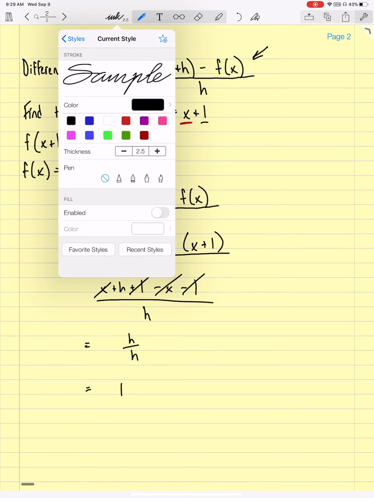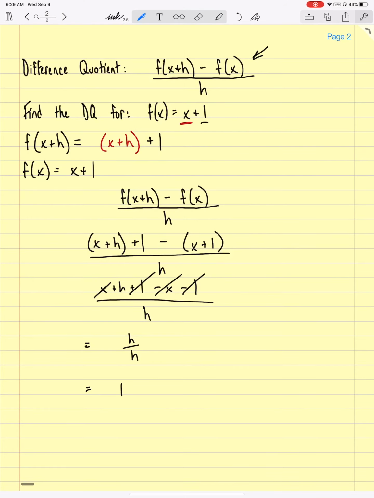So that result we're going to talk about a lot more later, but right now we're just looking at the mechanics of plugging in things to the difference quotient.